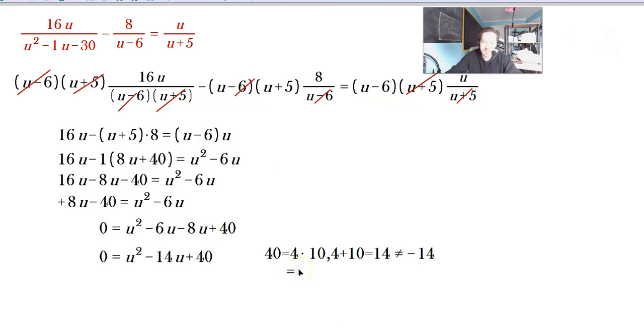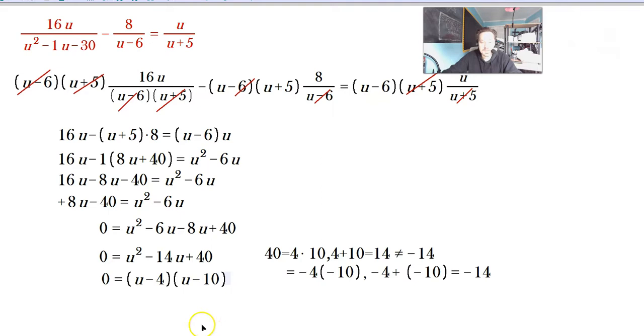So switch these around. Let's see. If I make this negative 4 and I make that into negative 10, that's positive 40, but also negative 4 plus negative 10 will give you negative 14, which is the correct middle coefficient. So now we have the following then. I'm going to have 0 is equal to u minus 4, and then u minus 10. That should work out. And now from here, just set each factor equal to 0.